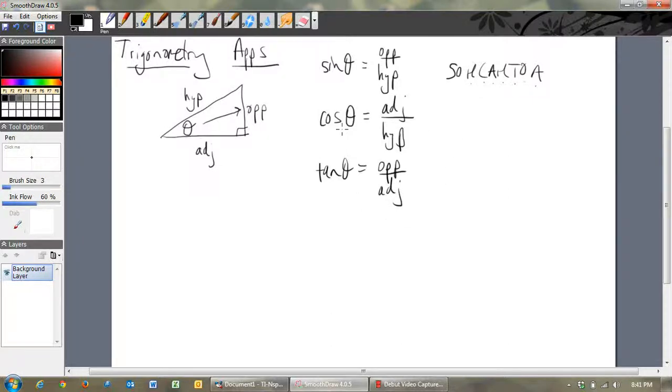We're just going to have a look at a bunch of different triangle problems and go through them and show you how to use the calculator and all that sort of stuff. Okay, so here we go.